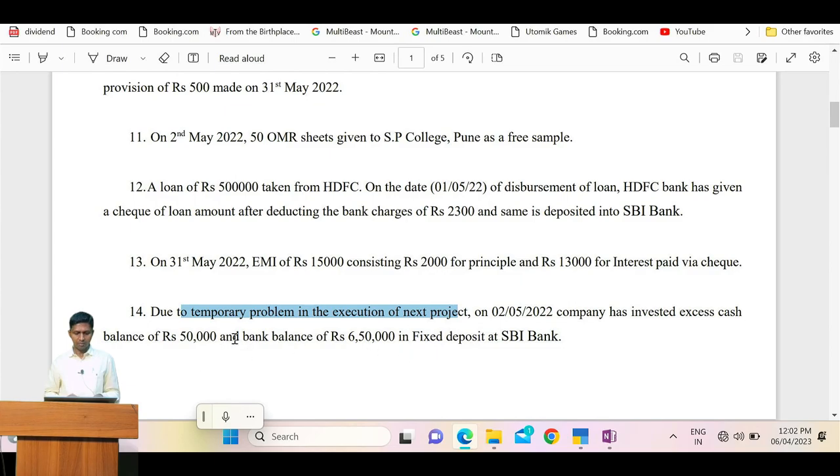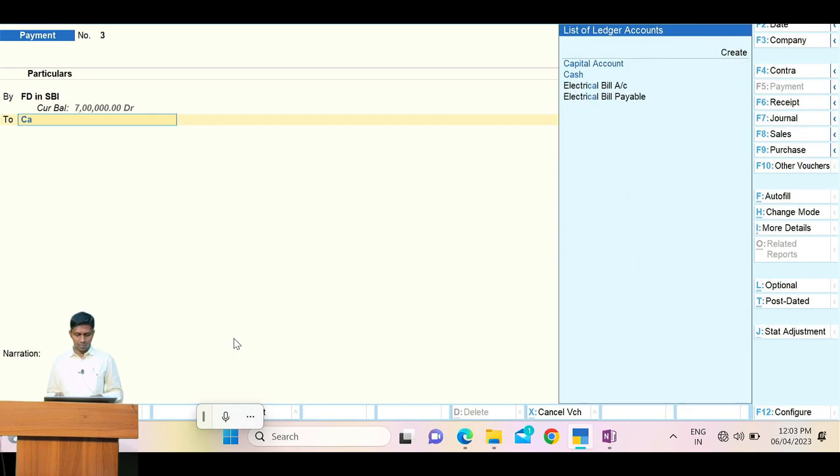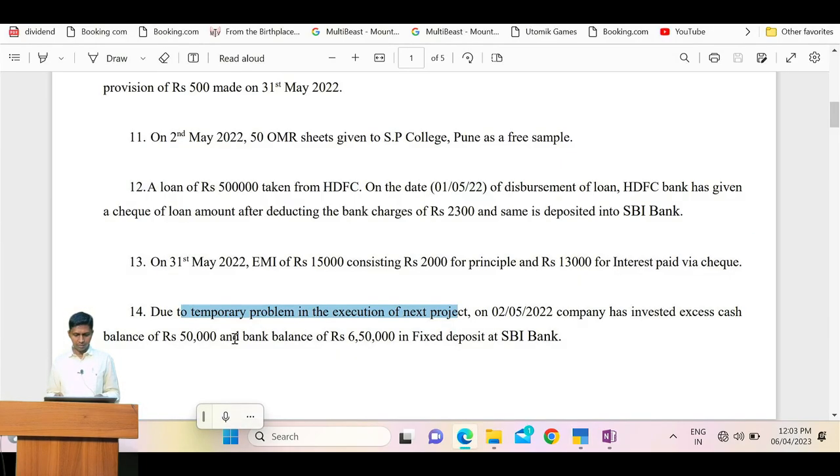And then how much? Rupees 6 lakhs 50 plus 50, 7 lakhs rupees. Therefore, select here 7 lakhs. And then what? Cash. Cash of rupees 50,000.